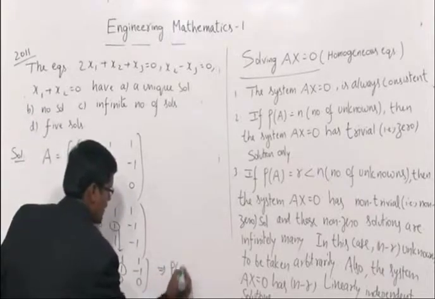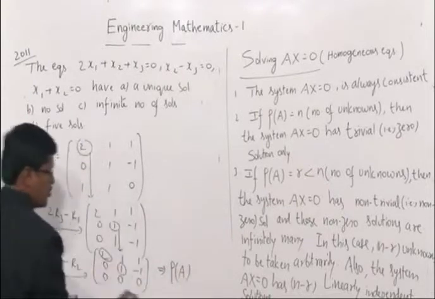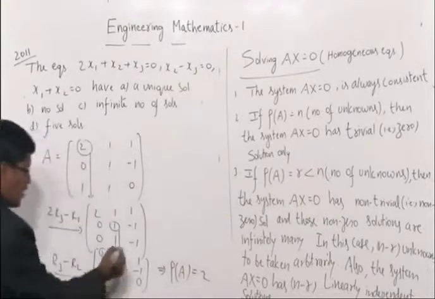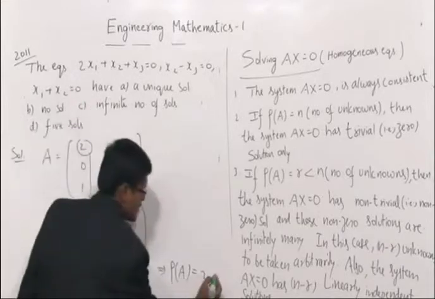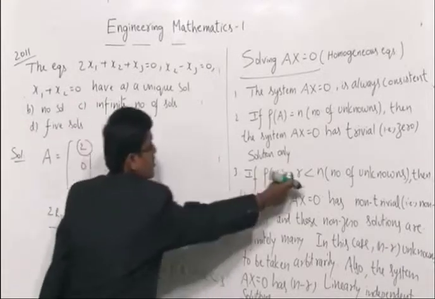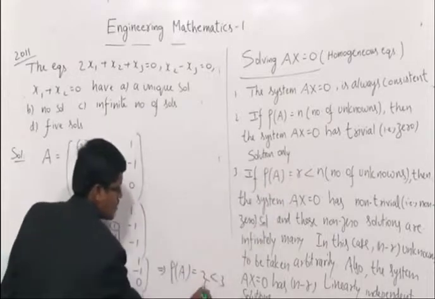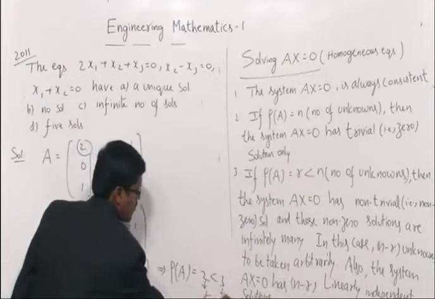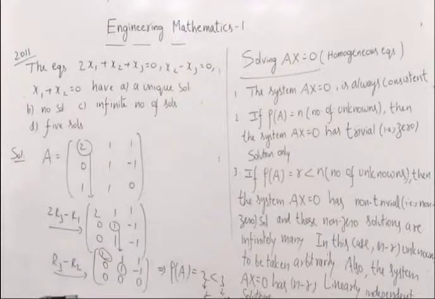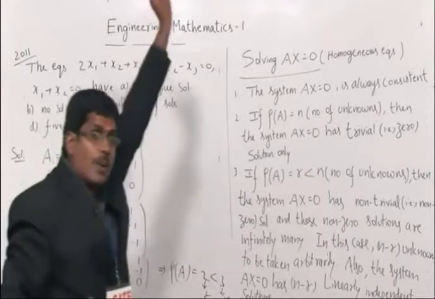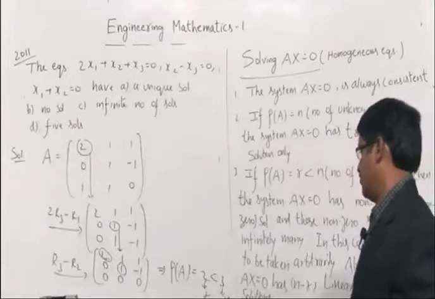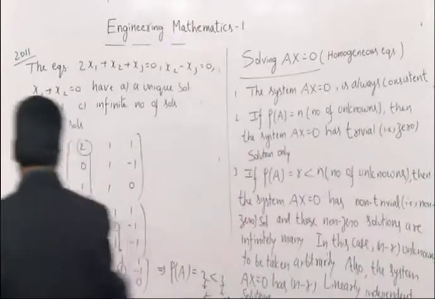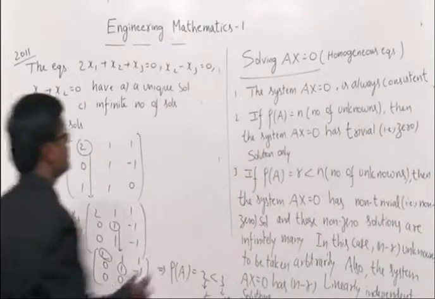Implies rank A is equal to 2, the number of non-zero rows. This is row echelon form. The number of unknowns in the problem is 3, so rank is less than 3. This rank is denoted by R, and this 3 is the number of unknowns. N stands for number of unknowns in this chapter. In the previous chapter, N stood for the order of the matrix. Just indicate R and N.